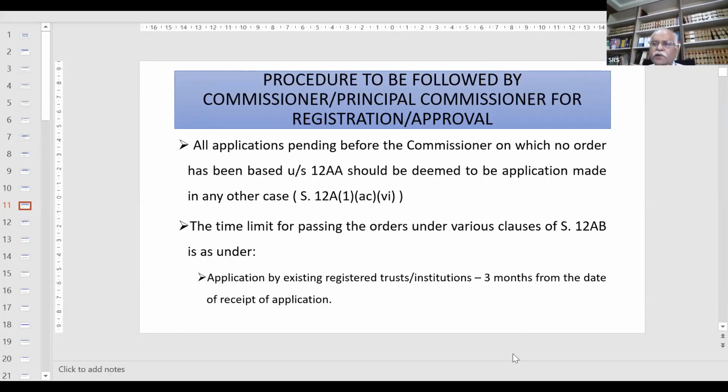There are certain time limits for the commissioner to pass orders under section 12AB. One is the application by the existing or registered trust institution, that is 31st March 2022, on or before that, when you make the application, 3 months from the date of the receipt of the application, the commissioner must pass the order. Next slide.